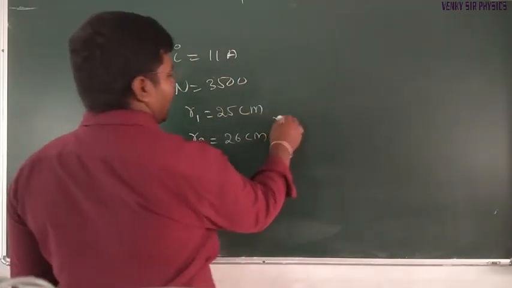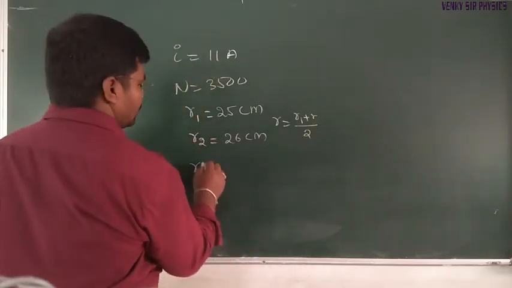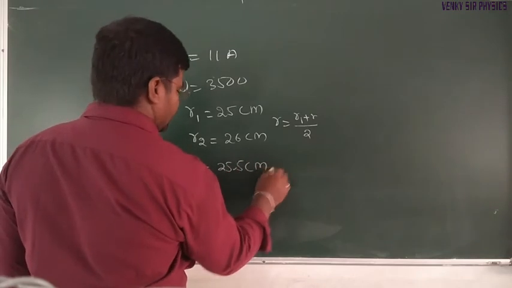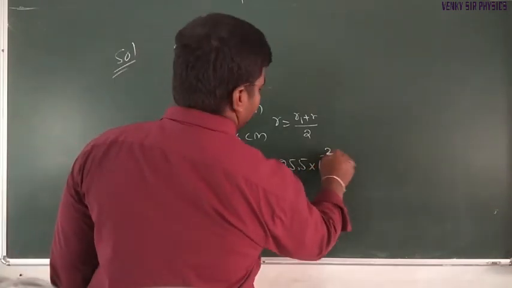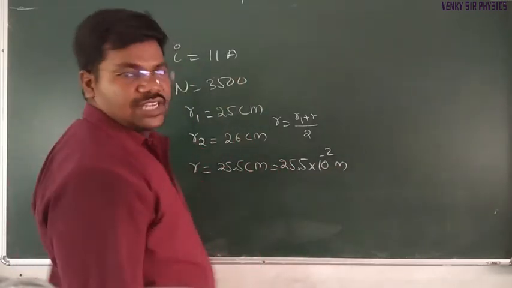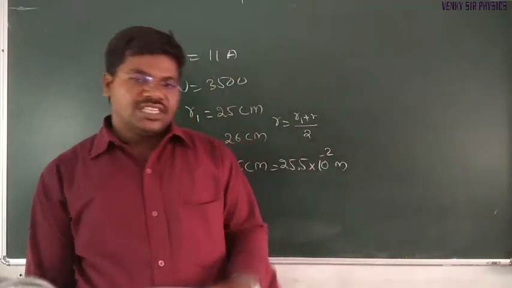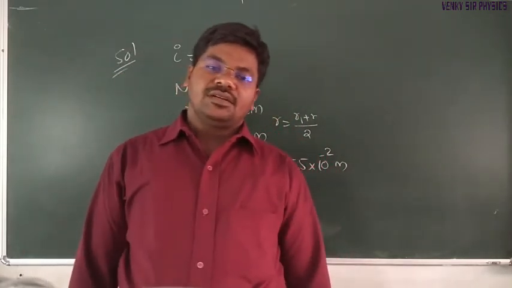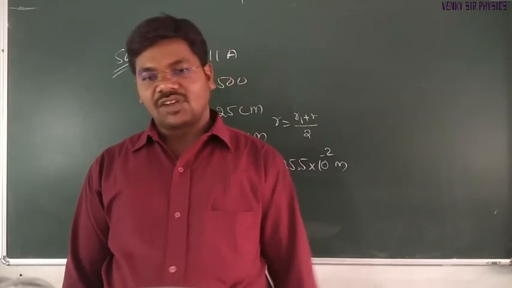The average R is equal to (R1 plus R2) divided by 2. So R is equal to 25.5 centimeters, that is equal to 25.5 into 10 power minus 2 meters. Centi means 10 power minus 2. So in this case we have to find the magnetic field outside, inside, and on the toroid.